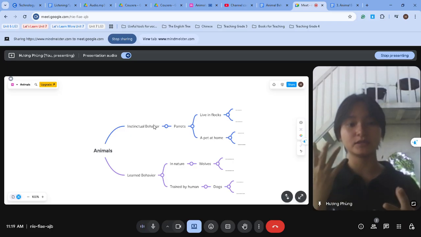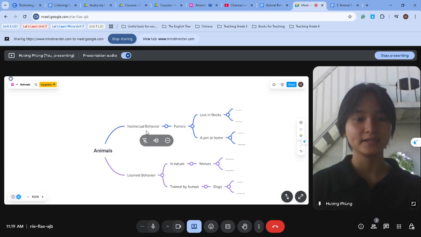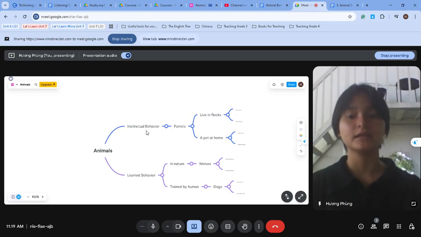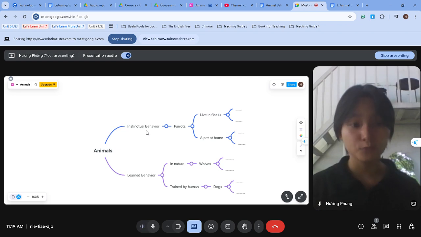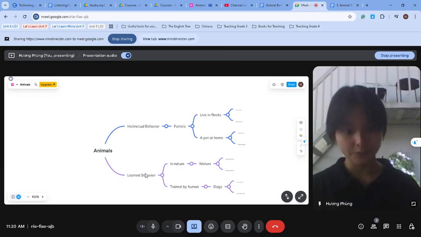The realities between the animals: they have instinctual behavior. What does it mean? Yes, okay, good job. It means that when you are born, you have this behavior. You don't need to learn or follow someone. How about learned behavior? It has the opposite meaning, right? It is behavior that you need to learn to do.